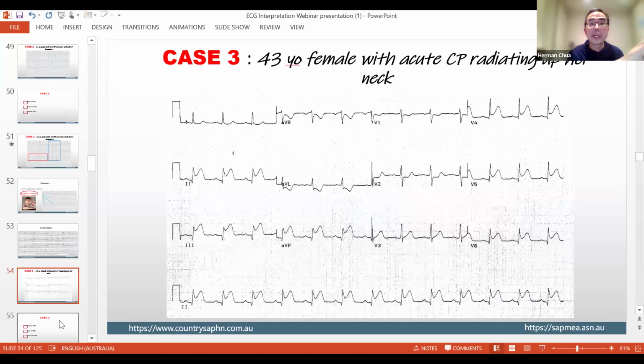So let's go to case number 3. This is a 43-year-old female with acute chest pain that radiates up her neck. And this is an ECG. Once again, Busala, we have the poll, please. Is this an inferior? Is this a lateral? Or is this a posterior OMI? Which one is it?